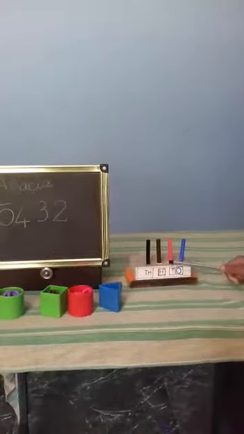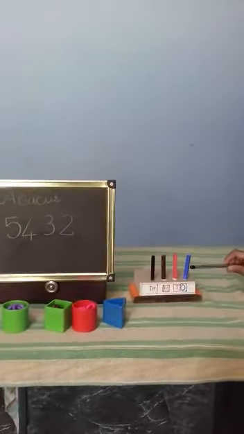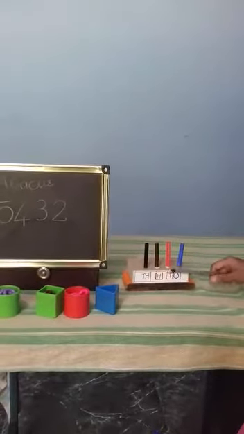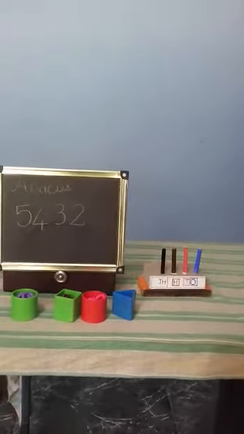Ones, tens, hundred, thousand. Ones is red, blue color. Tens is red color. Hundred is brown color. Thousand is black color.